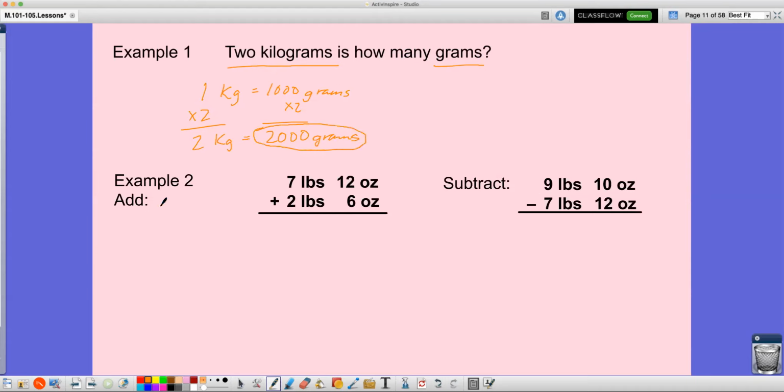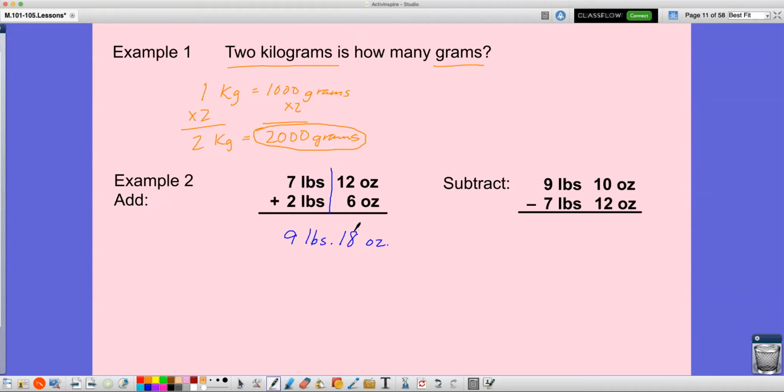In example 2, we have a couple problems we're going to work through here. If you have 7 pounds, 12 ounces, plus 2 pounds, 6 ounces, you have to determine how many pounds and ounces you'll end up with. These are two separate things in a sense. We've got ounces over here, pounds over here. It's still measuring weight. But if we add the ounces together, we end up with 18 ounces. And the pounds, we end up with 9 pounds.